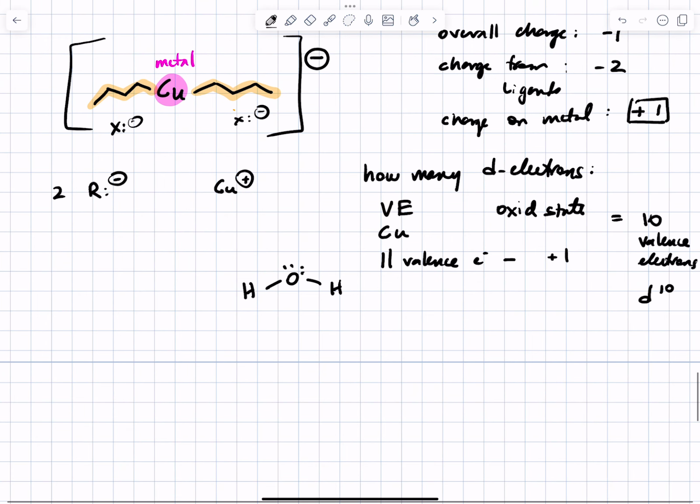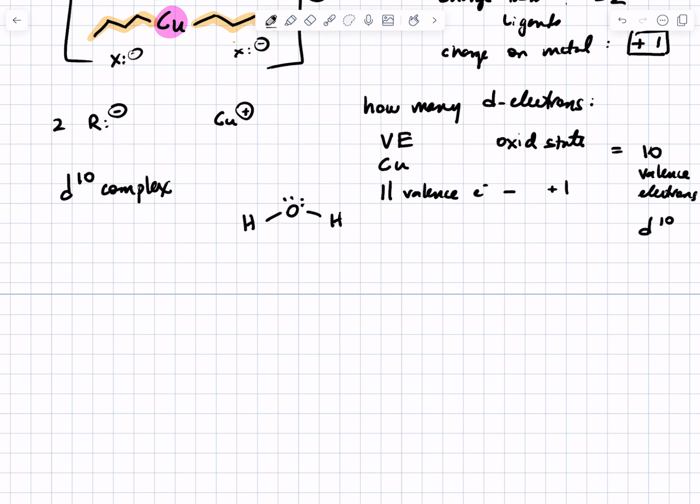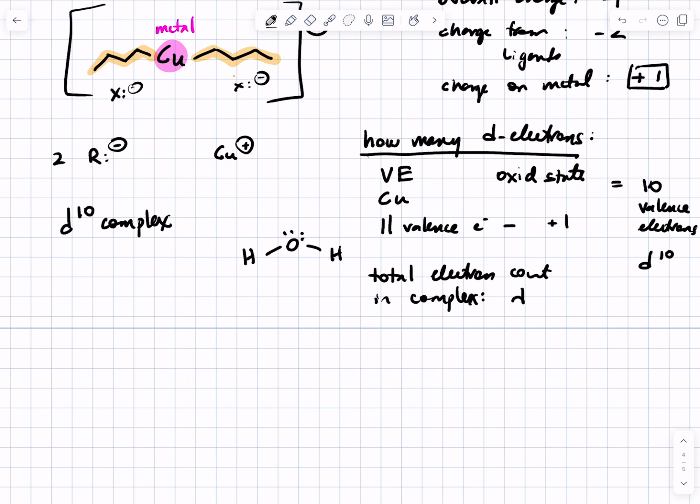But we would say that this copper complex is a d10 complex, meaning it's filled up its d orbitals, which means this is pretty electron rich as a complex. That's useful because now you have an idea: if it's electron rich, it's probably a decent nucleophile. Okay, the other thing you want to know is, in addition to how many d electrons, what is the total electron count in the complex? So to do this, we count the d electrons.